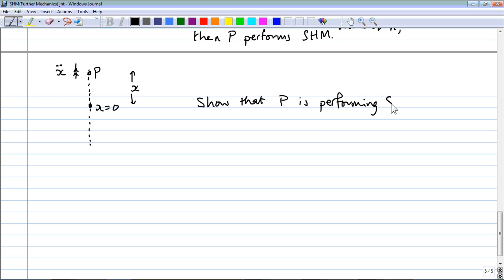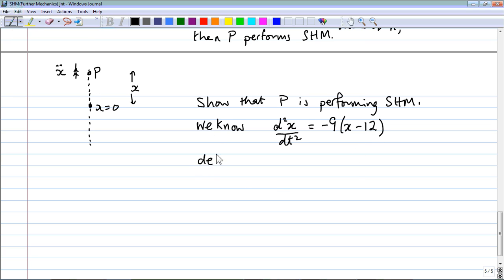So we know already from the first part of the question that d2x by dt squared for P is equal to minus 9x minus 12. Does that mean that we have already shown SHM? Is this an SHM equation? No, this is not an SHM equation. The reason is that the second derivative is not proportional to x, because we have this constant value 12. So how do we deal with that?